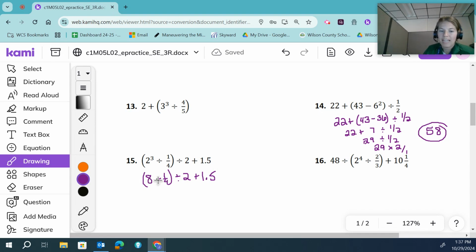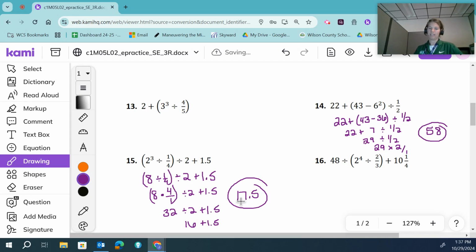So 8 divided by 1/4, I'm going to do 8 times 4/1. That happens first, and I'm going to write out all my steps. 8 times 4 is 32, divided by 2 plus 1.5. 32 divided by 2 is 16, plus 1.5. So I get 17.5 is my solution there. And you can try a couple of those extra ones on your own.